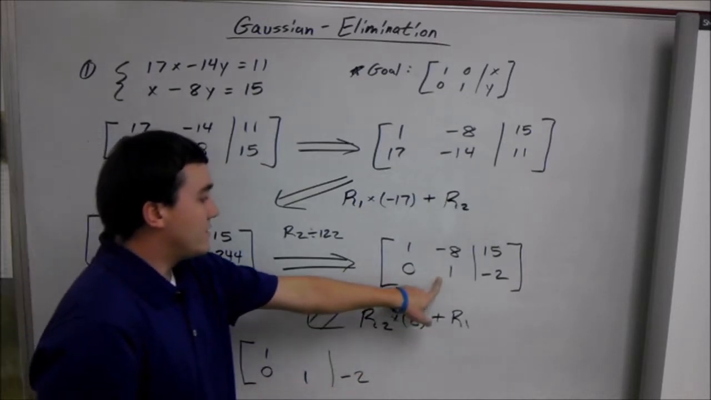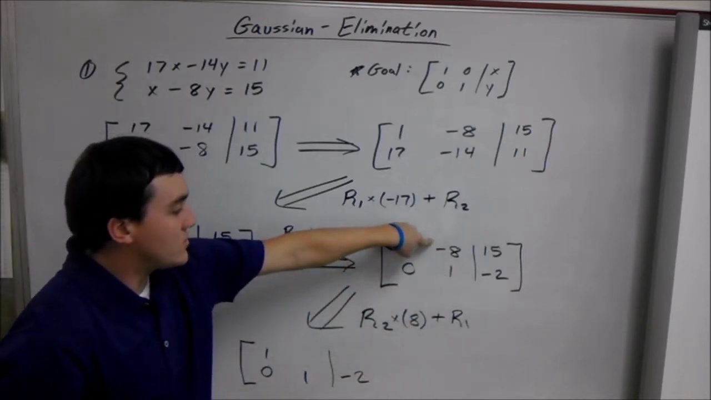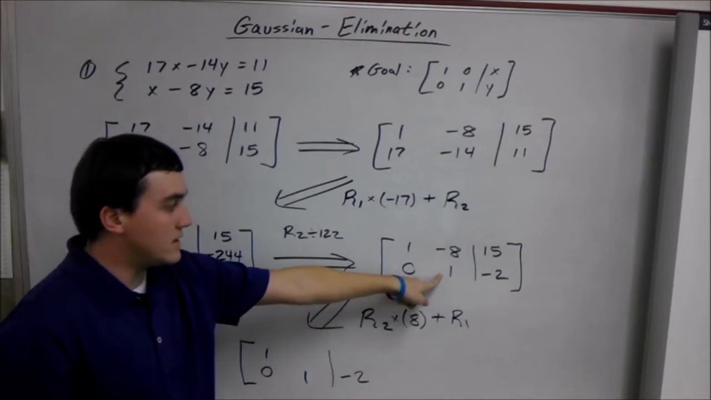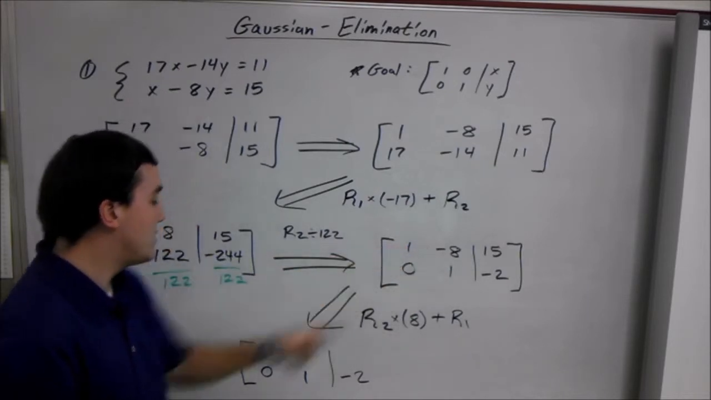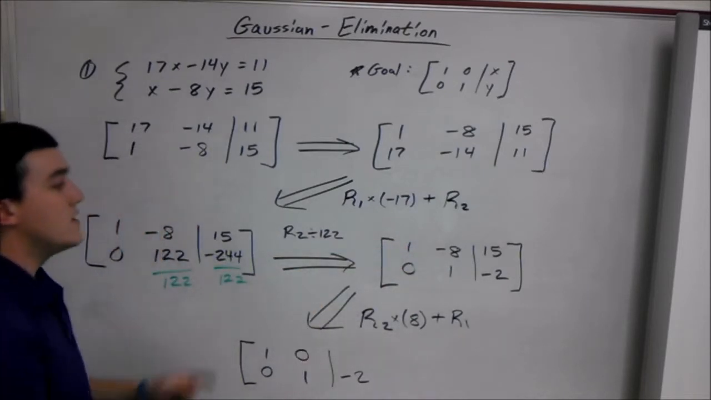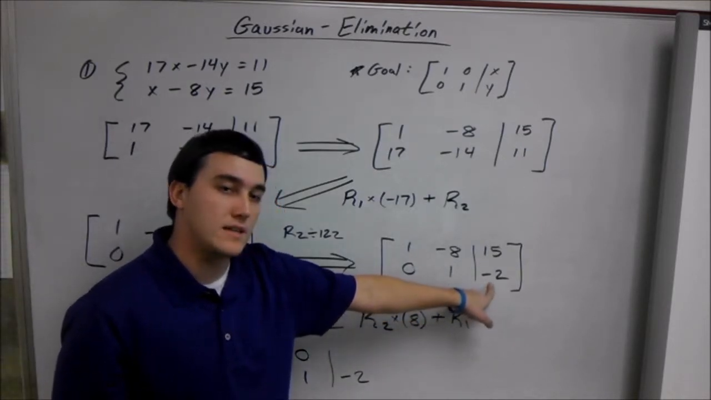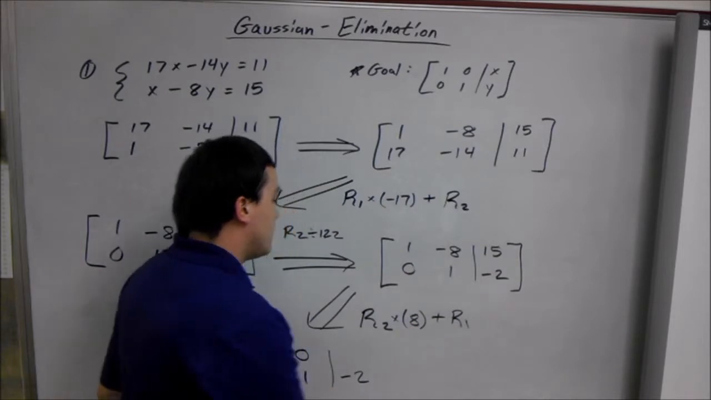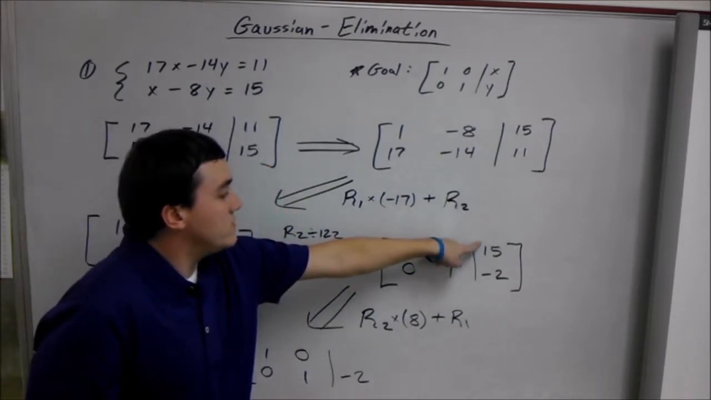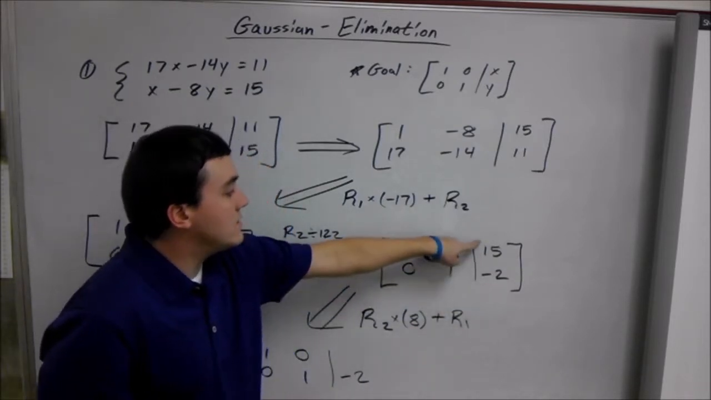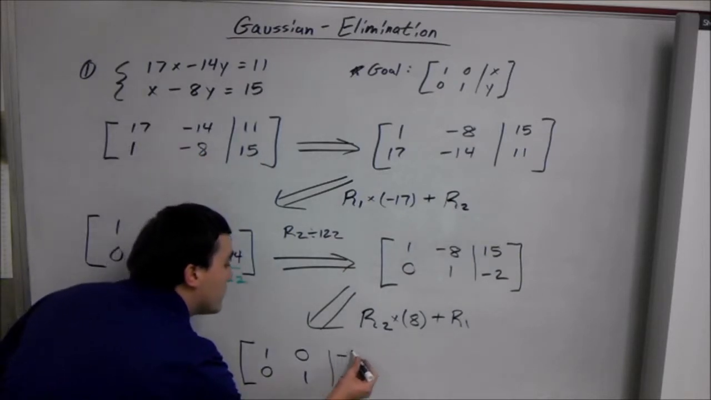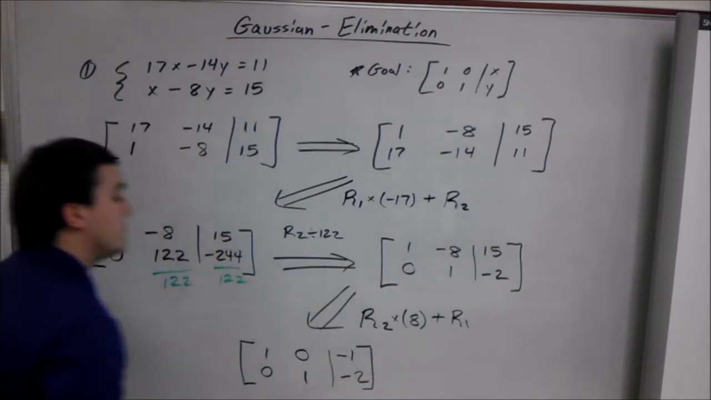So we multiply this by 8 and then add it to this one. So 1 times 8 is 8, minus 8 is 0. So that's what that one will become. Doing the same thing here, multiplying this by 8. -2 times 8 is -16. And then we're adding it to this one and replacing it. -16 plus 15 is -1. So we just found our answer.